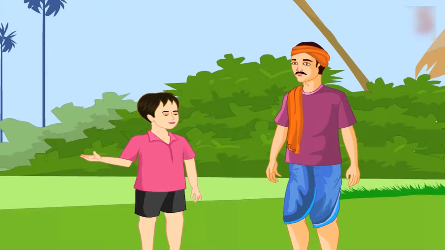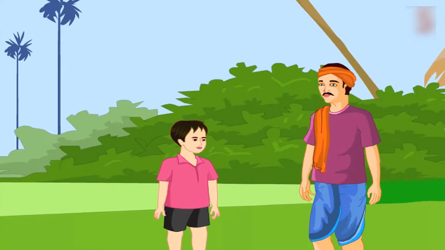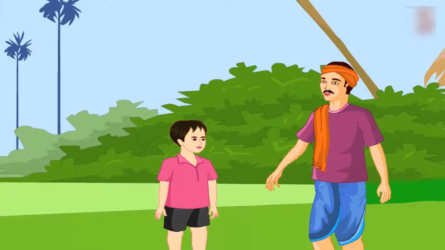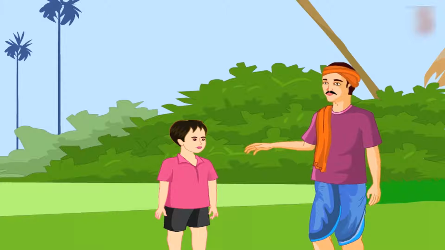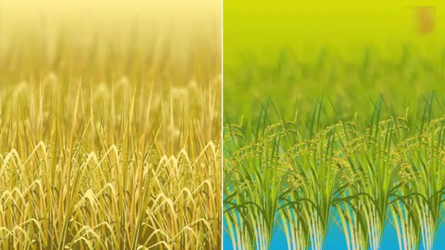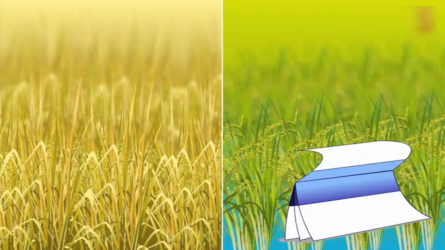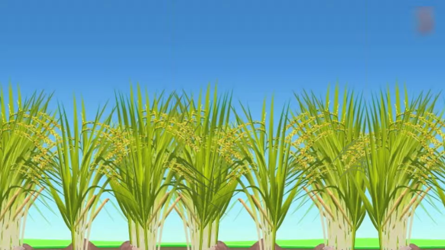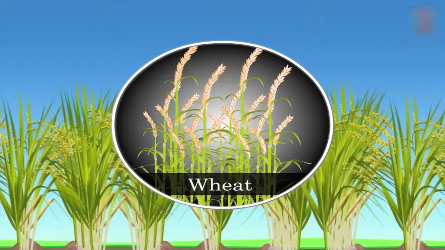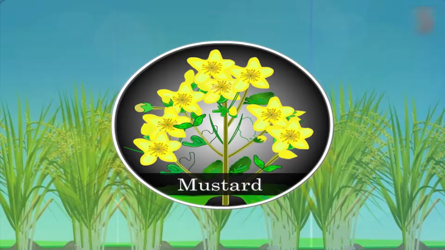What types of crops are generally grown by farmers in our village and around the country? Mainly, there are two types of crops grown by the farmers, Rabi and Kharif. Rabi crops are sown in winter from October to December and harvested in summer from April to June. Some of the important Rabi crops are wheat, barley, peas, gram and mustard.